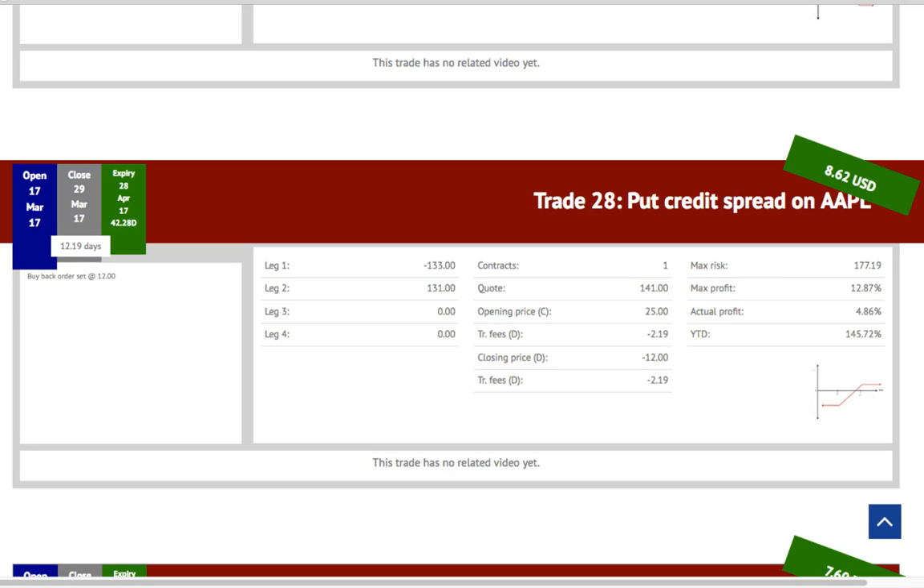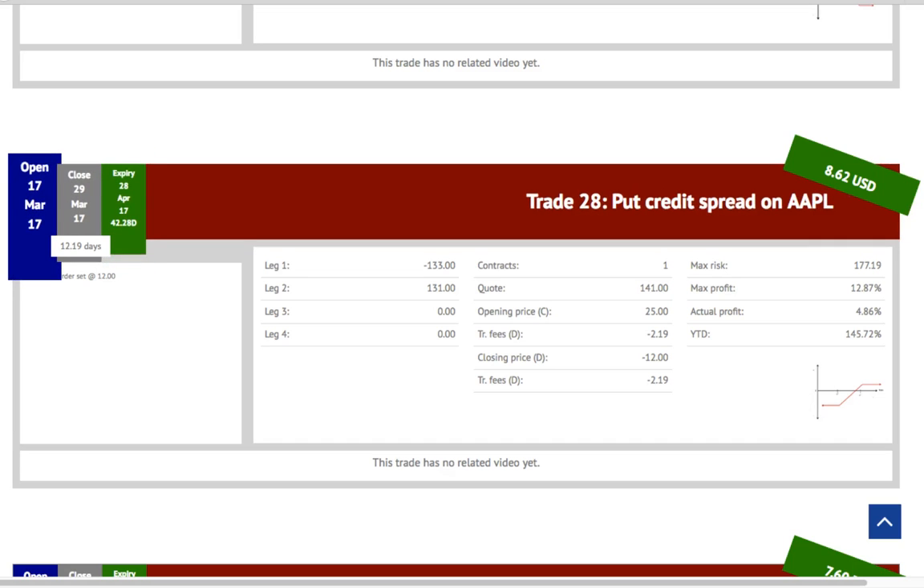In the options world, this is one of the most traded option underlyings, and they have in fact options expiring on a weekly basis, unlike other options which only issue monthly expiry options. So on March 17, 2017, Apple was trading at 141, and we basically sold at this date a put credit spread.